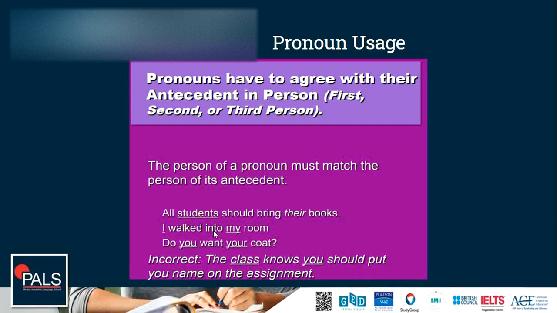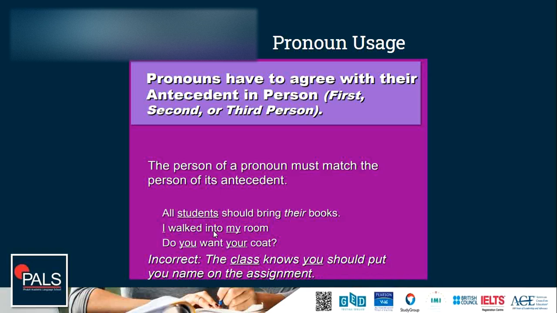Pronouns have to agree with their antecedent in person: first person, second person, or third person. So, all students should bring their books. So, what do we mean by first person pronouns?